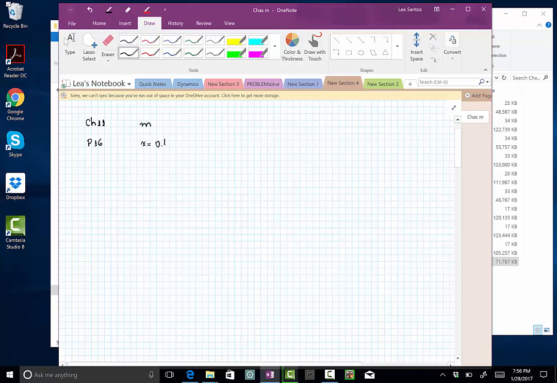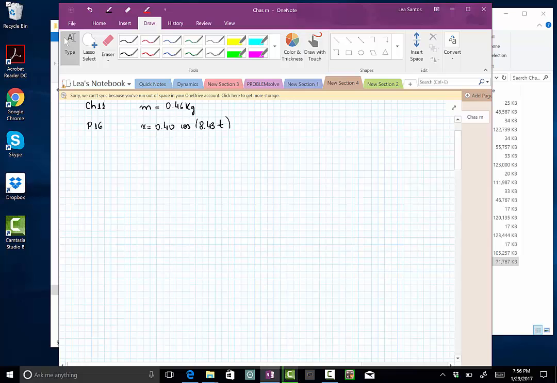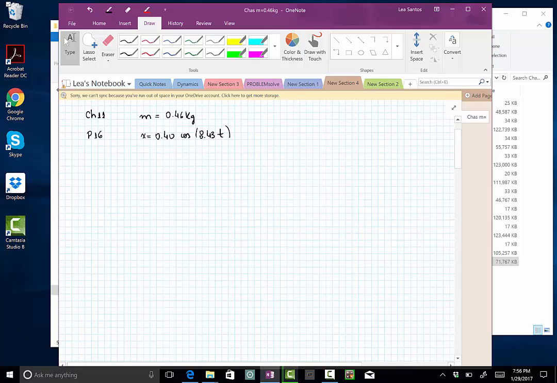It is 0.40 multiplied by the cosine of 8.43 multiplied by the time. Okay, and in my case, the mass is 0.46 kilogram. Very well, then comes the first question. What is the amplitude? Well, the amplitude is given immediately in the equation. This is the amplitude. So we are done with part A automatically with the equation.